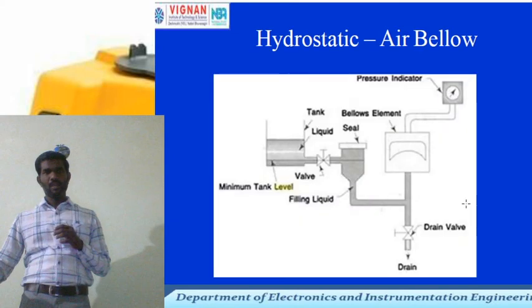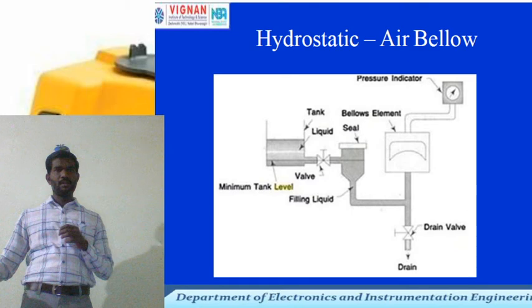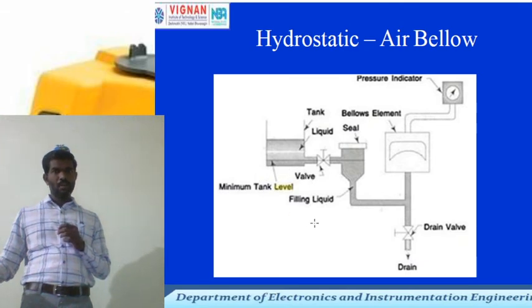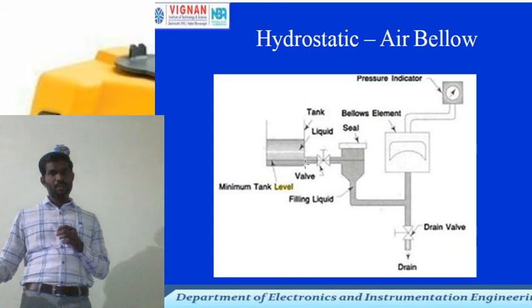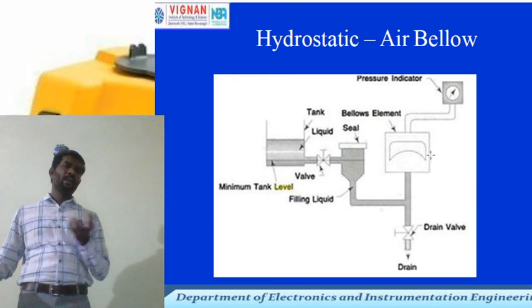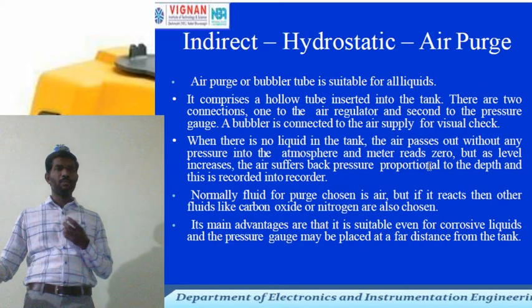Okay, now let us see the construction of the hydrostatic air bellow method. Here the tank is there. Okay, the tank will be connected with a valve. This bellow is arranged here. Whenever the valve is open, the liquid or fluid will flow in. Then this bellow will be compressed. Automatically, the range of the pressure will be indicated there. So when the liquid level decreases, that will be normal. The bellow condition will come back to normal.